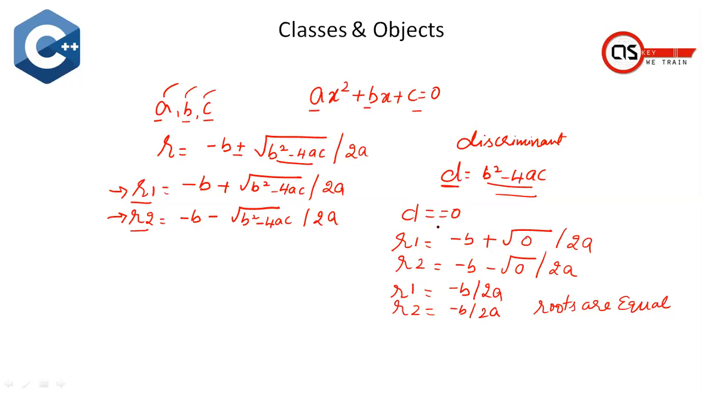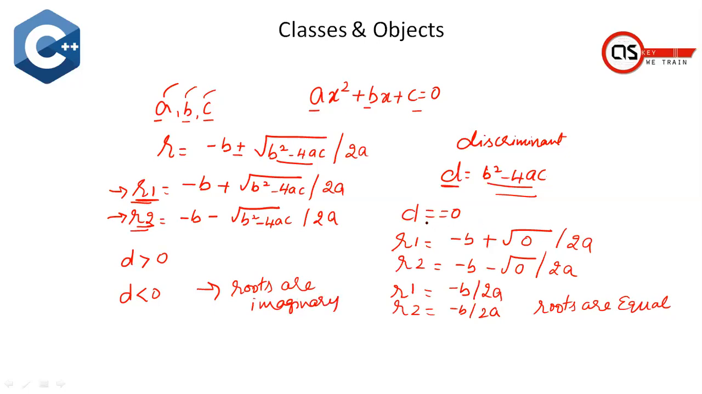So that is my first condition. The second condition is if d is greater than 0, then you are supposed to calculate the R1 part and R2 part. In case d is less than 0, then we have to print that the roots are imaginary. This is what we have to calculate. So we have three conditions.